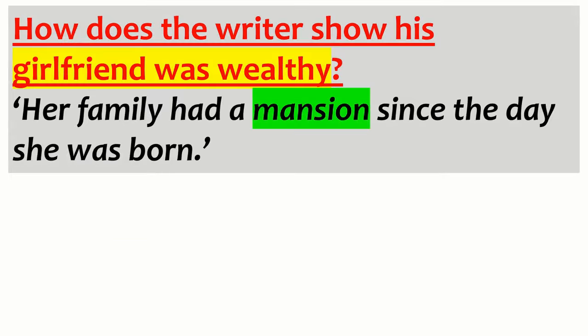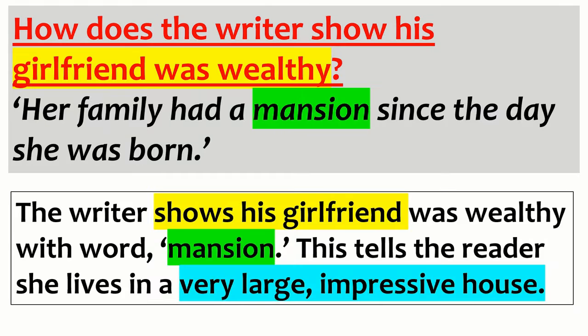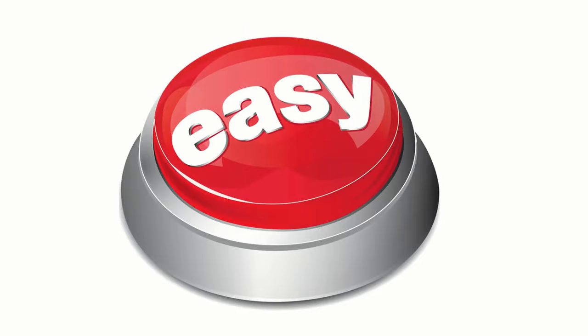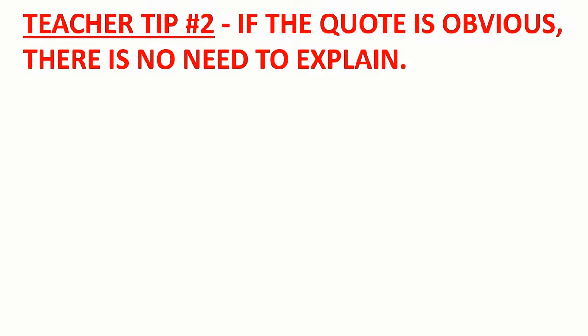So another one, how does the writer show his girlfriend was wealthy? If it would have said her family had a house, I can't say much about it, but the writer's used mansion. It says mansion. You zoom into mansion, and this tells me it's a very large, impressive house. But really, another tip with this question is if there's an easy quote, get an easy mark. You get an easy 1 mark by not explaining it. So if the quote is obvious, there's no need to explain.